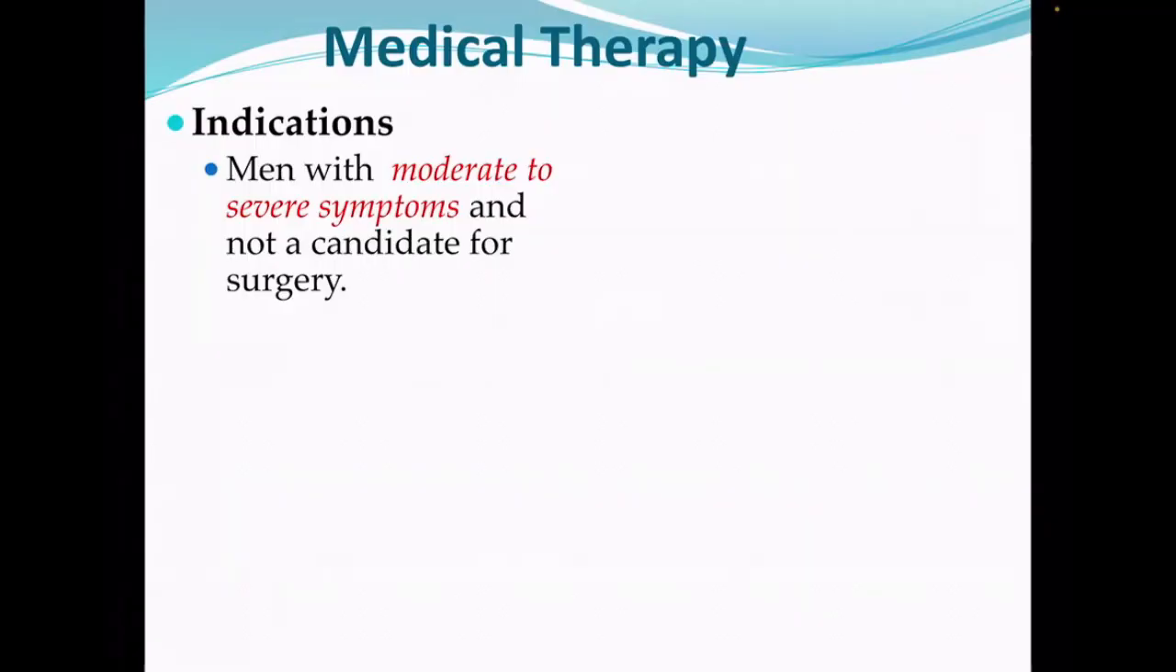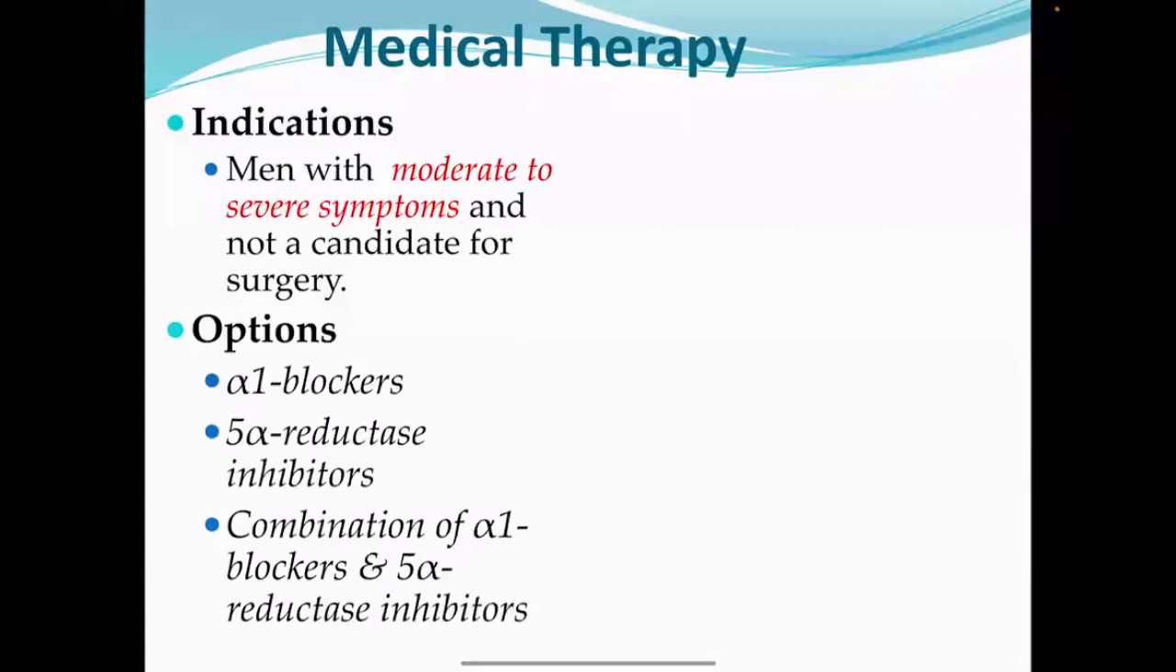So if a patient doesn't have an indication for surgery but has moderate to severe symptoms, in that case we give some medical therapy. Then what are the drugs that we have? Basically, we have mainly two drugs. There are other drugs also; I'll explain them later on. Mainly two drugs: one is the alpha-1 blocker and the other is the 5-alpha reductase blocker.